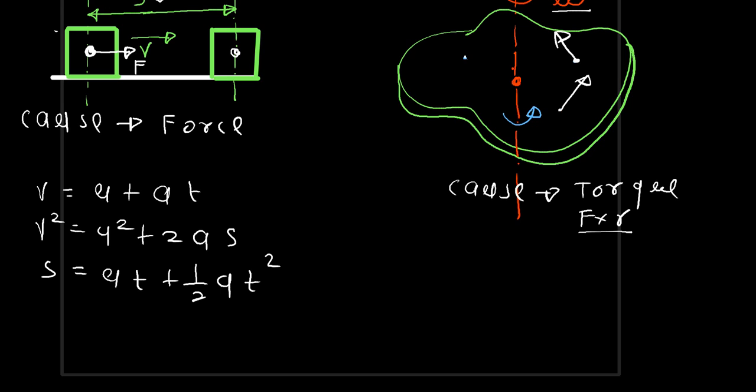So similar equations are here and also we have studied the relationship between these two. v is equal to R omega. Similarly, s is equal to R theta. What is this theta? Theta is the angular displacement.